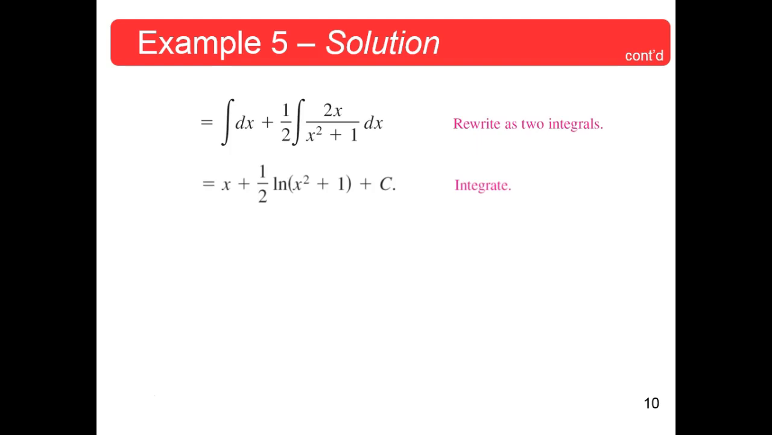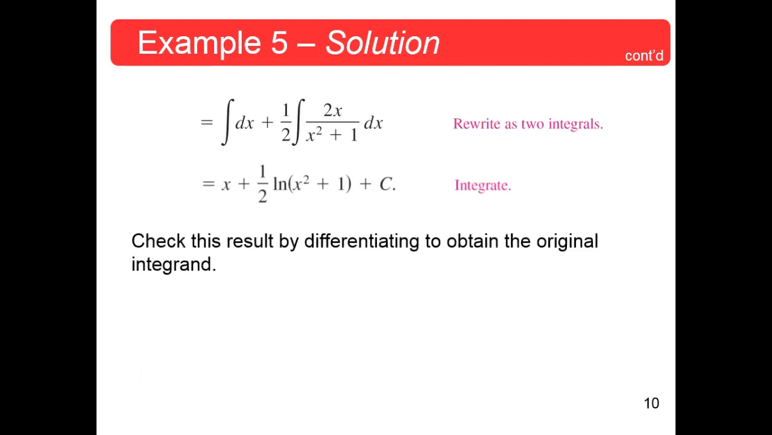We did a u substitution and came up with the 1/2 out front, so it's the same thing, we got the same answer. It's x plus 1/2 the log of x squared plus 1 plus c. Notice in this case, you don't have to put absolute value bars because x squared plus 1 is never negative, never even 0.